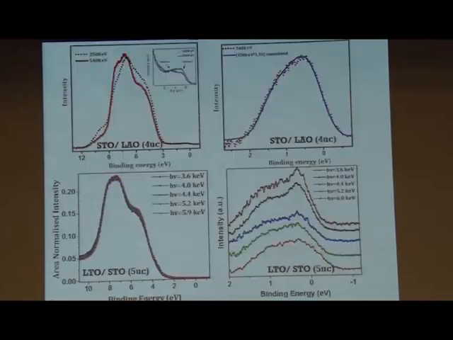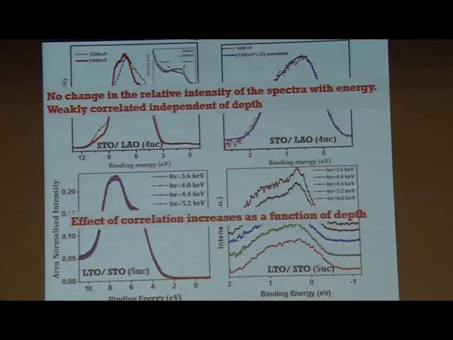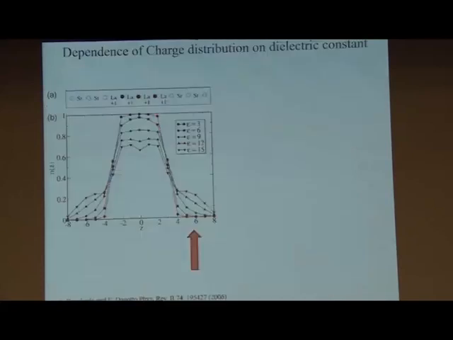So with that, let me end summarizing and contrasting the two systems that I talked about, LOSTO, where there's very weak correlation and the electronic structure is independent of the depth, at least the gross properties. But there are two different kinds of electronic structures coming from two different effects. And here the effect of correlation increases very strongly as a function of depth, because by construction I created a band insulator, which is an uncorrelated end on top of a Mott insulator. And with that, let me end.